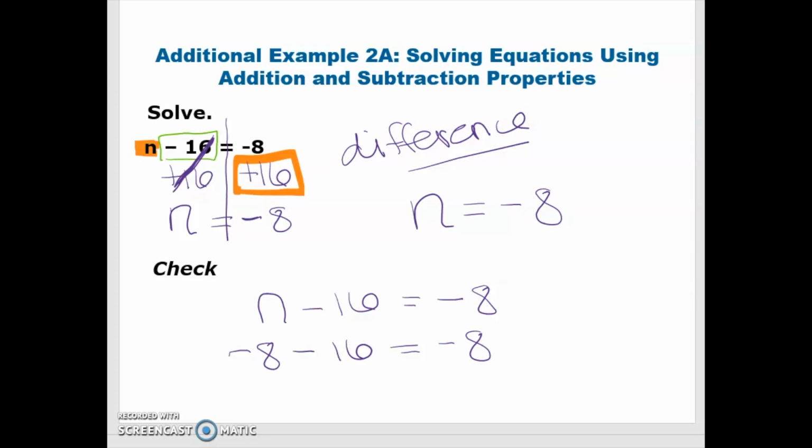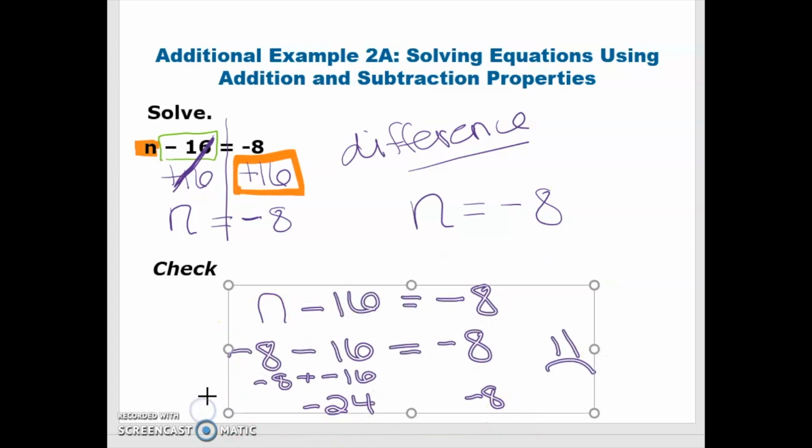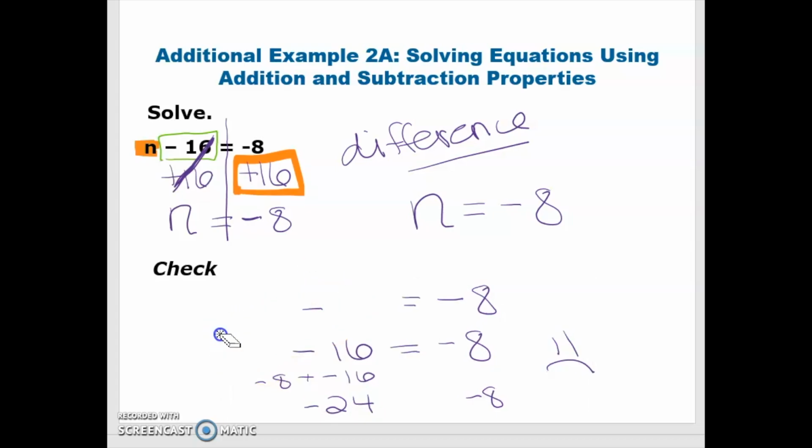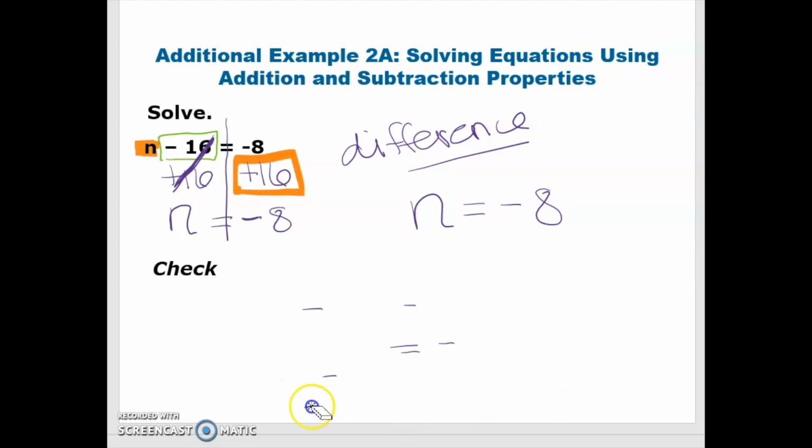Some of you may have caught as I was going along that there was a mistake in there, right? Oh my goodness, a negative minus 16, this would be negative 8 plus negative 16, which is negative 24. That's not the same as negative 8. Uh-oh, what does that tell me? That means that I made a mistake. So guess what? Go back, figure out what your mistake was. So my check didn't work. That tells me right away something is wrong.